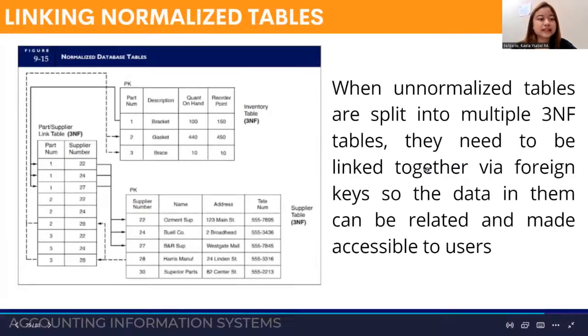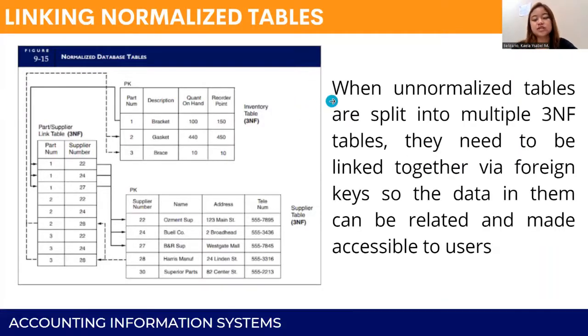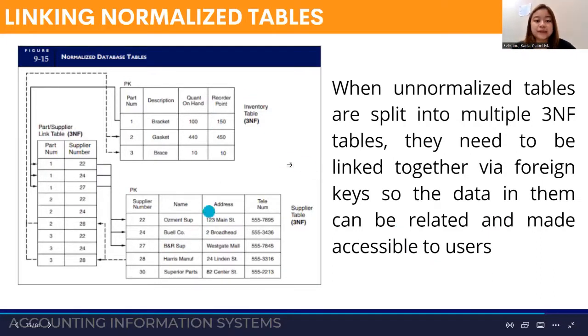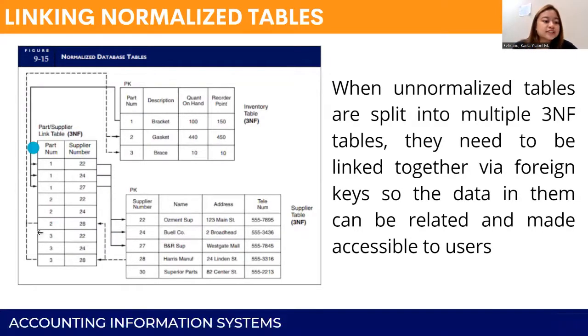So para mapakita natin siya, linking normalized tables. So when normalized tables are split into multiple tables, they need to be linked together via foreign key so the data in them can be related and made accessible to the users. So meron na naman tayong table dito na pinakita na split na into three. So first table, second table, and the third table.